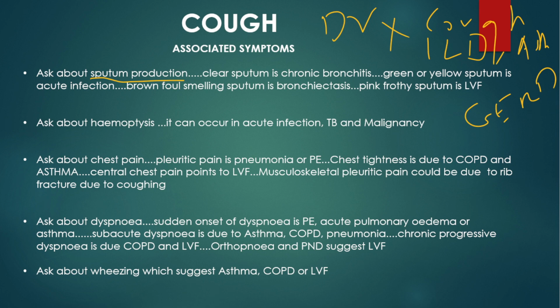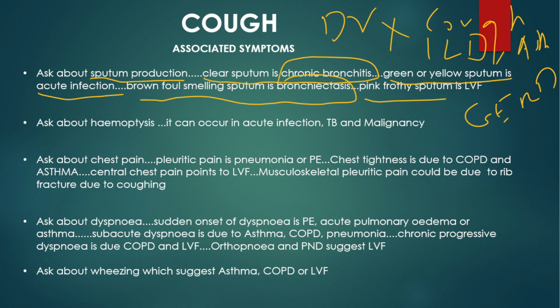On the other hand, if the patient is complaining of clear sputum, it is likely chronic bronchitis. Green and yellow sputum represent acute infection. Brown foul-smelling sputum is bronchiectasis, and pink frothy sputum is left ventricular failure. Then we ask about hemoptysis. If hemoptysis is present, it could be acute infection, it could be TB or malignancy.